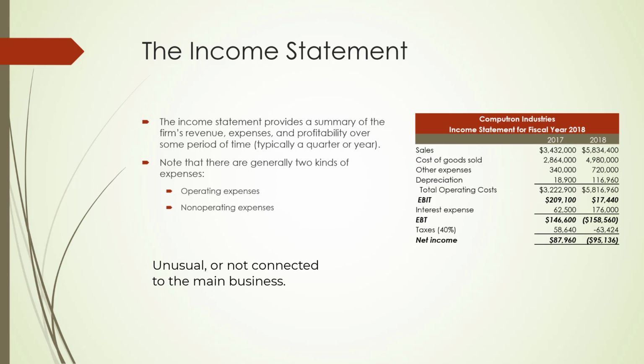somewhat unusual. So our operating expenses here would be cost of goods sold, other expenses, and this could be things like rent for office space, leases on office equipment, the power bill, and all kinds of things like that. These are the normal, everyday kinds of expenses that are involved in running a business. Depreciation is also counted as an operating expense. And remember what depreciation is.